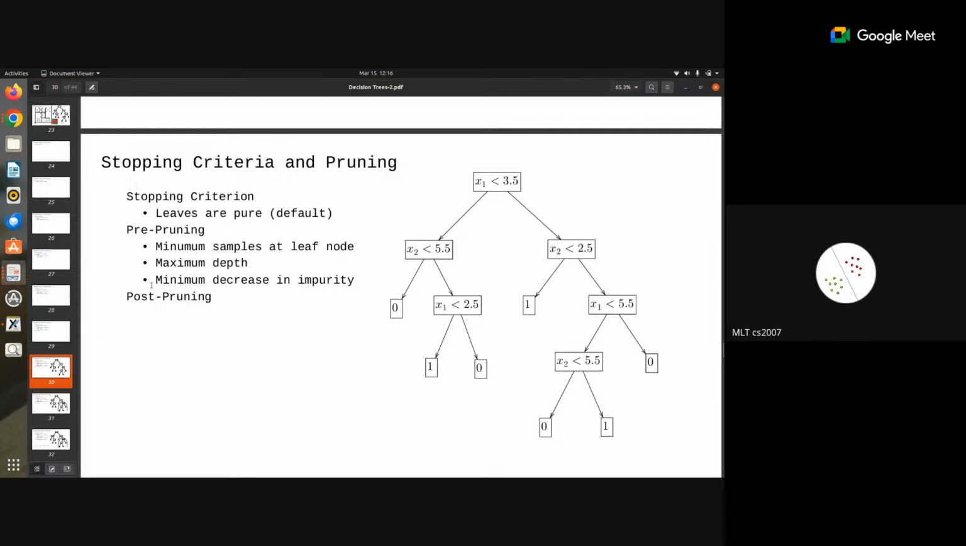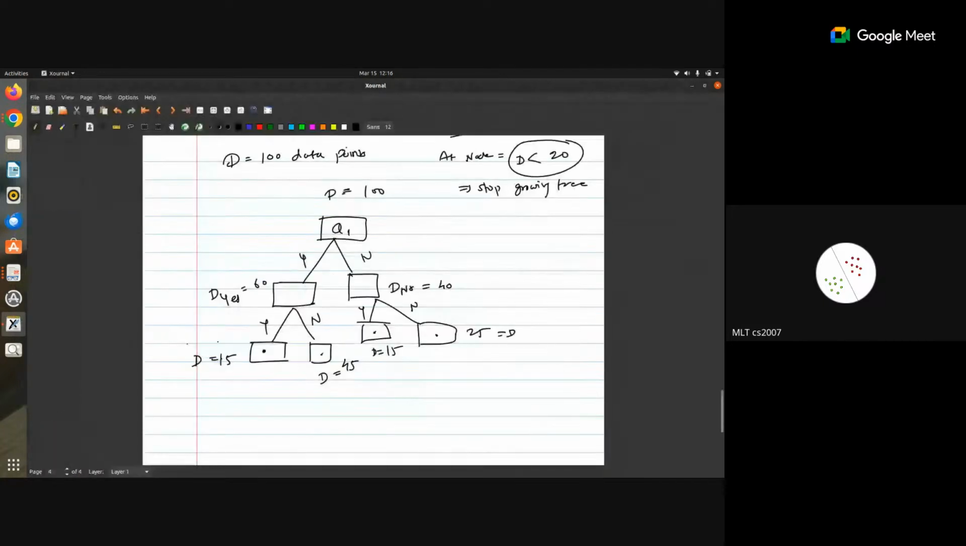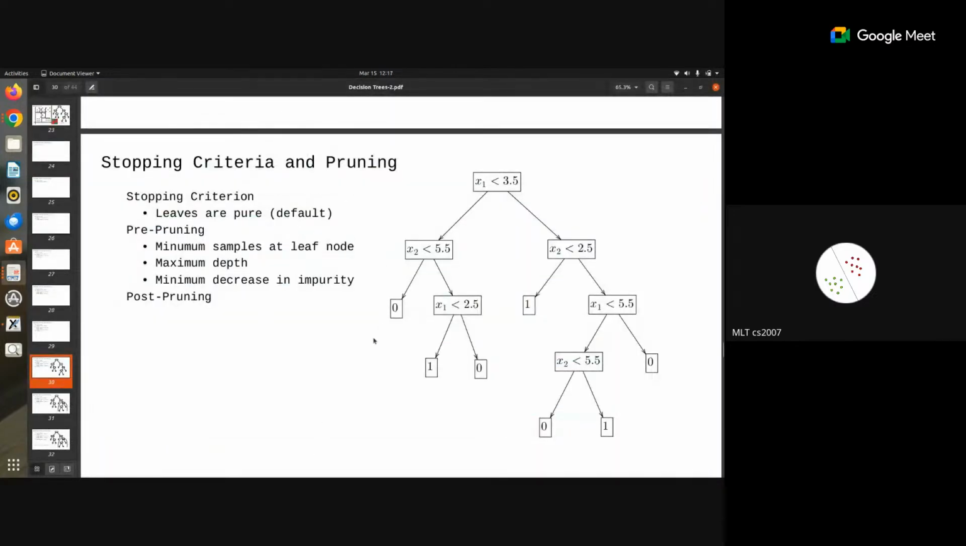Another case will be minimum decrease in the impurity. So suppose the information gain we are getting at any node becomes significantly less, at that point we'll stop, right? So I hope you understand these three points, why we are stopping, and this is what we are actually deciding very early, right? Before starting to grow the tree. So these are the three stopping criteria which we are deciding before starting to grow the tree, and that's why it is called pre-pruning.